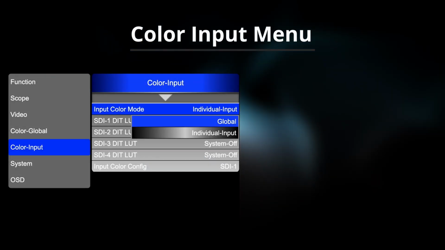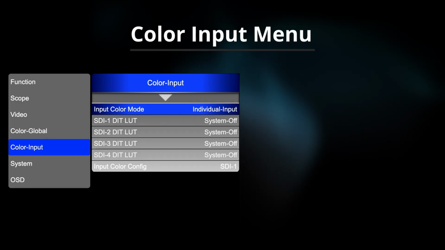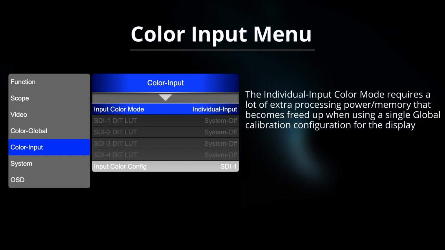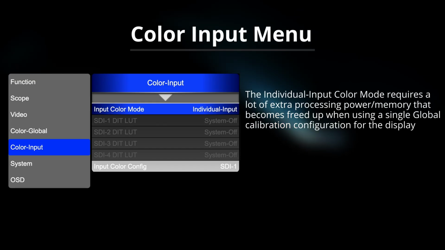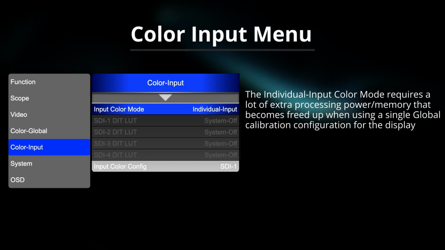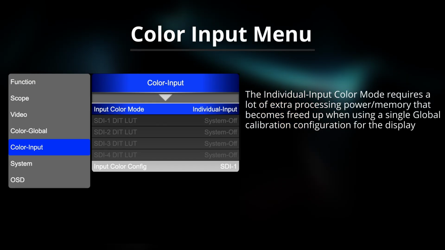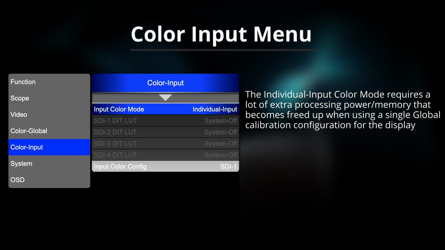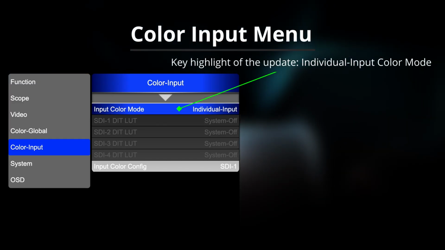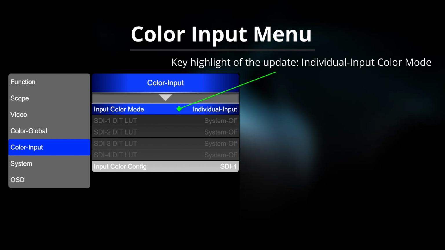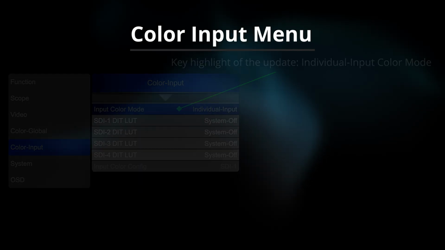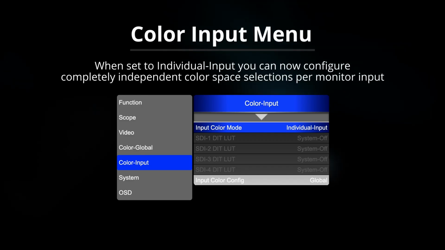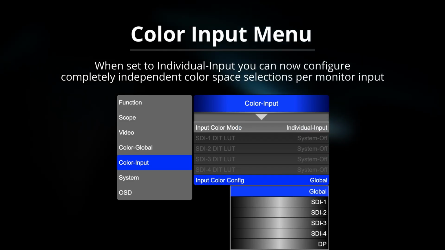Again, these are only accessible if you are in the global input color mode. You'll see that when we switch to the individual input color mode, these become grayed out and inaccessible. This is because the individual input color mode requires a lot of extra processing power and memory that becomes freed up when using a single global calibration configuration for the display instead. The individual input color mode is probably the most significant part of this new firmware update. When set to individual input, you can now configure completely independent color space selections per monitor input.